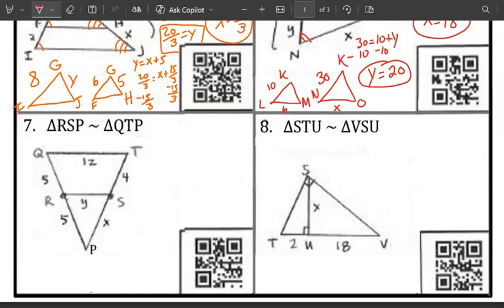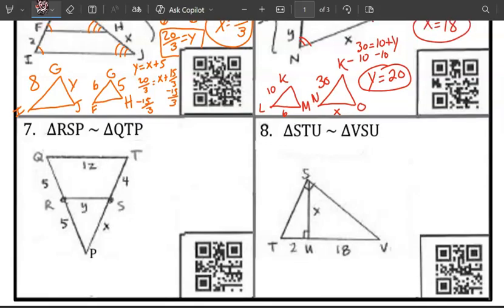All right, let's look at number 7. Triangle RSP is similar to triangle QTP. Let's label these. So R is going to go with Q. S is going to go with T. And then P goes with itself. Let's draw the two triangles. And then label their side lengths.